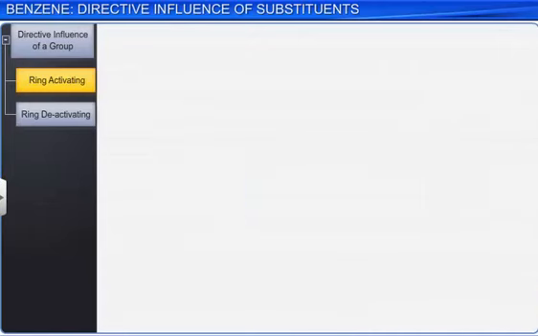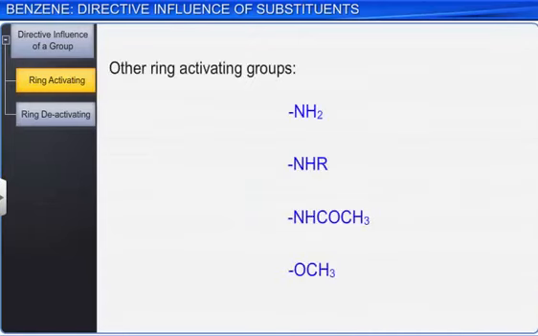Other ring activating groups include NH2, NHR, NHCOCH3, OCH3. Ortho and para directing groups facilitate electrophilic substitution by increasing electron density on the benzene ring and are called ring activating groups.